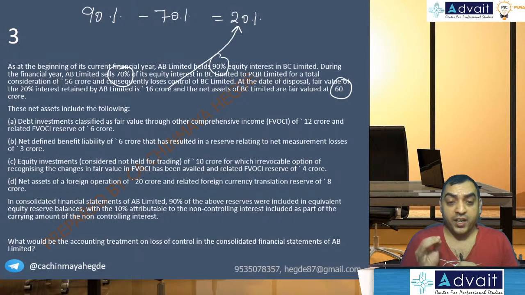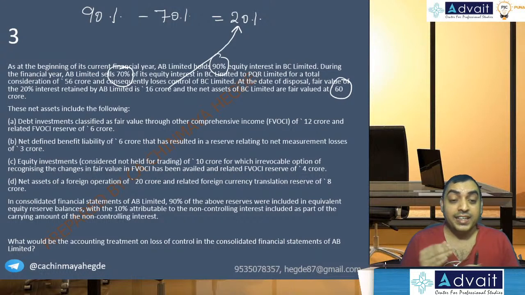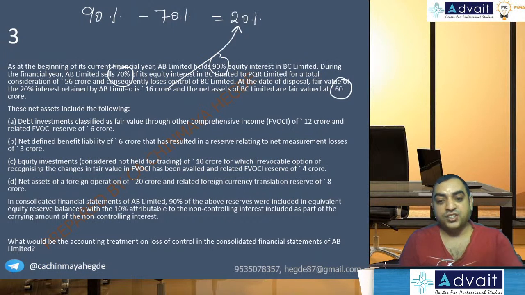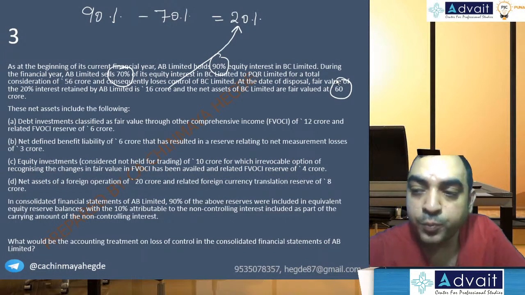In consolidated financial statements of AB Limited, 90% of the above reserves were included in equivalent equity reserve balances, with the 10% attributable to non-controlling interest included as part of carrying amount of non-controlling interest. What would be the accounting treatment of loss of control in the consolidated financial statements of AB Limited? Please read the question once more for 2 minutes.